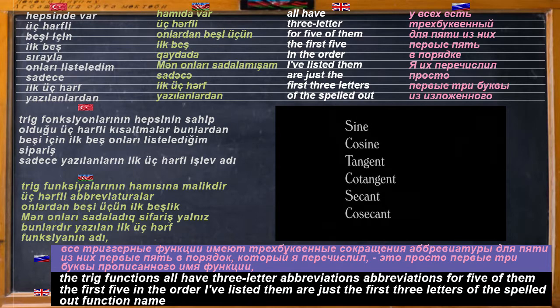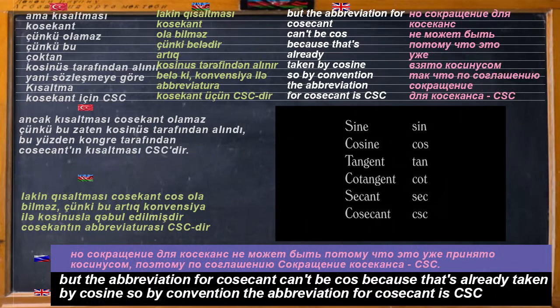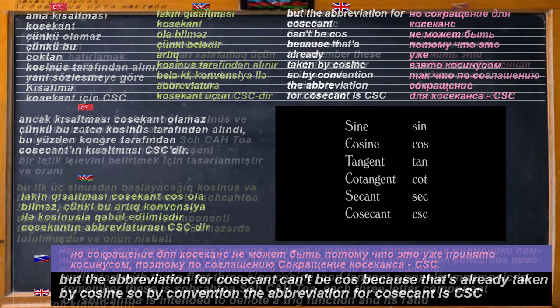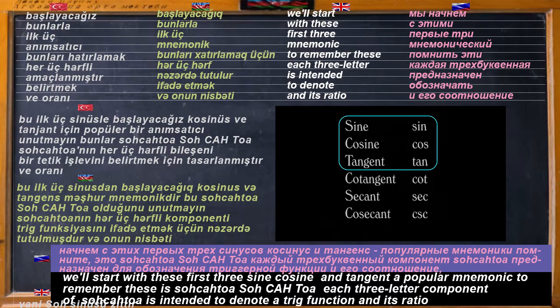The trig functions all have 3-letter abbreviations. Abbreviations for 5 of them, the first 5 in the order I've listed them, are just the first 3 letters of the spelled-out function name. But the abbreviation for cosecant can't be COS because that's already taken by cosine. So by convention, the abbreviation for cosecant is CSC. We'll start with these first 3, sine, cosine, and tangent.